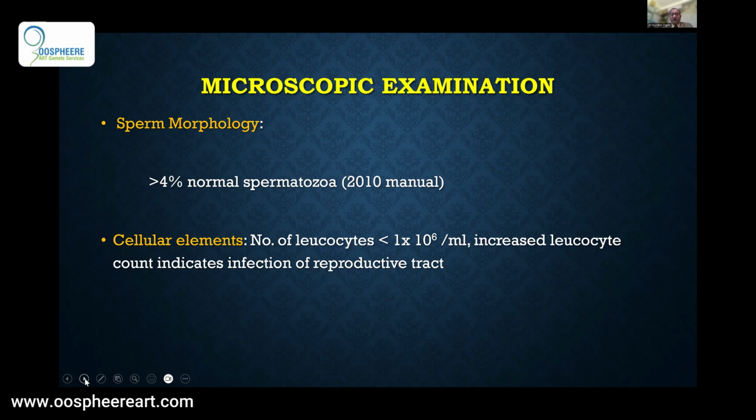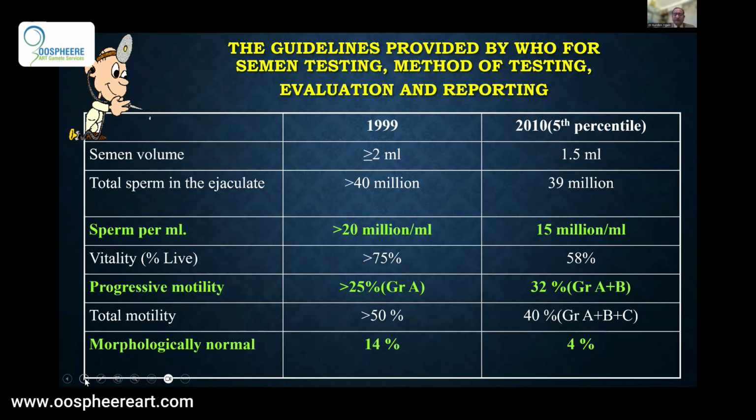Third part is the sperm morphology. According to the 2010 manual, a minimum of 4% should show normal morphology. Anything above 4% normal morphology is a normal report in terms of total sperm morphology. So that is very important. And even if you see the number of leukocytes less than 1 million per ml, it is normal. If it is more than 1 million, there is a possibility of presence of infection in the reproductive tract.